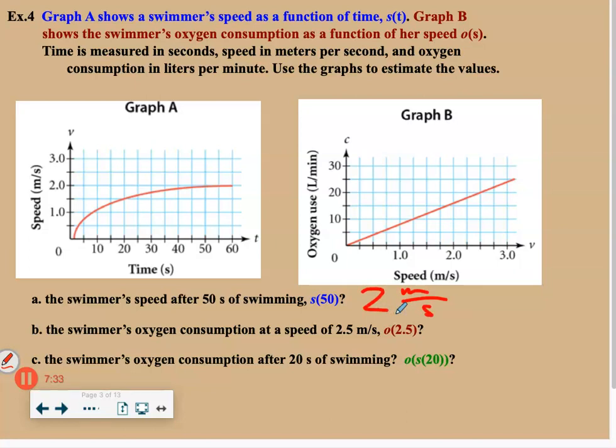All right, oxygen consumption at a speed of 2.5, graph A or graph B? Graph B. So we go to 2.5. Notice there are 4 in between, so we're going by 0.25. So 2.5 would be here, plug it in, and you get around 20 liters per minute.